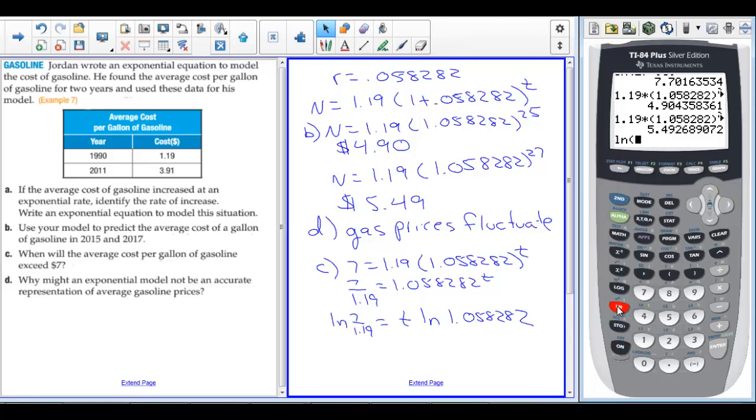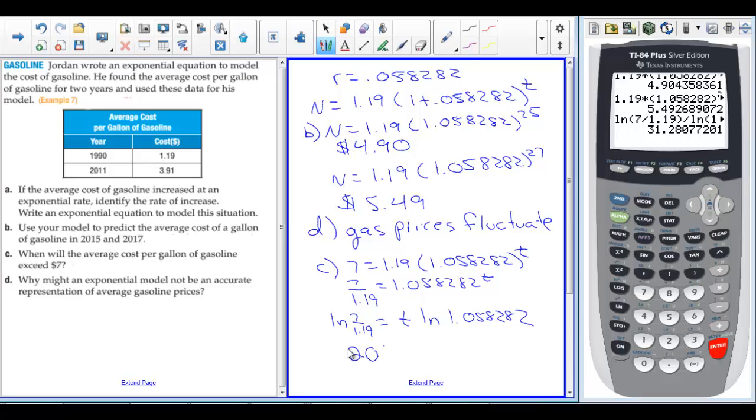So to finish it up, we take the natural log of 7 divided by 1.19, and then divide that by the natural log of 1.058282. And we get 31 years from 1990. So that's somewhere in the year 2012. No, 2022, right? Because there's 20 years left. So, 2021. I don't know where I got 12.